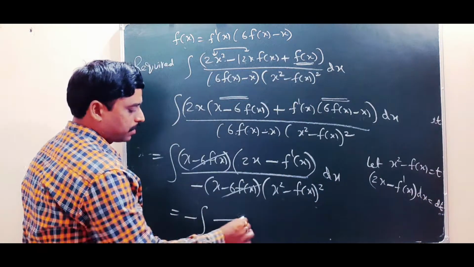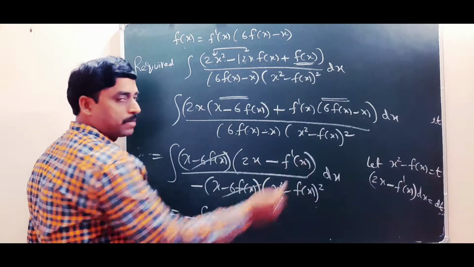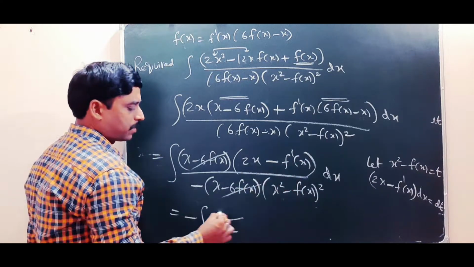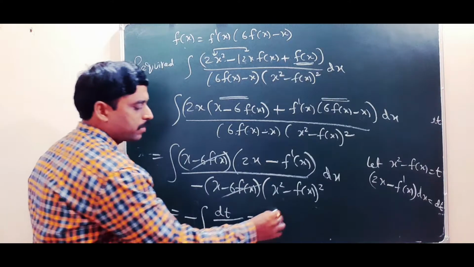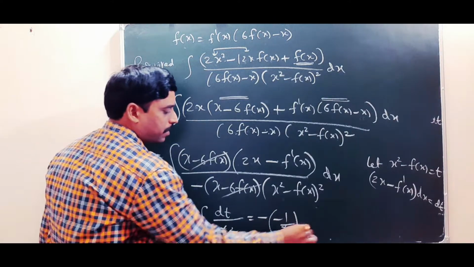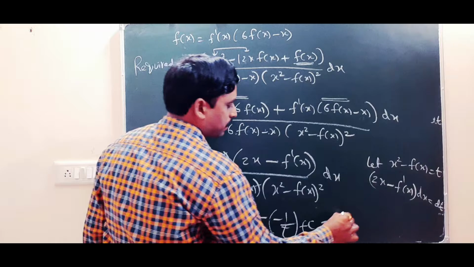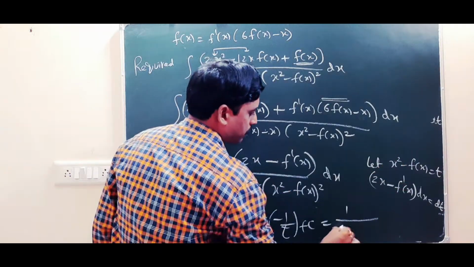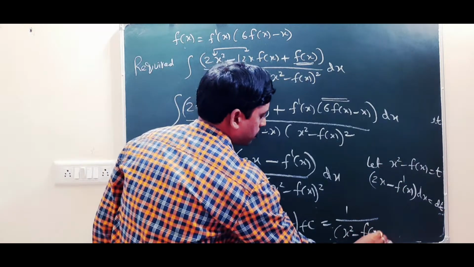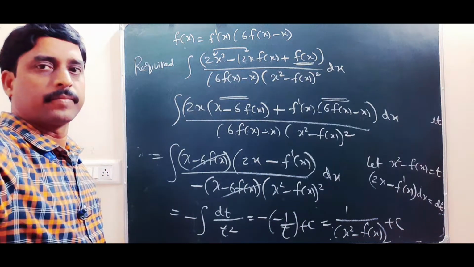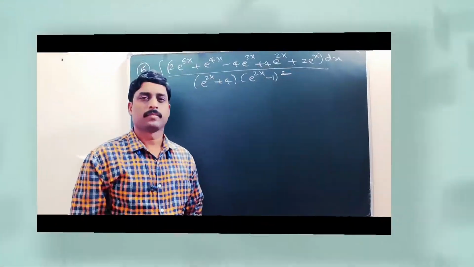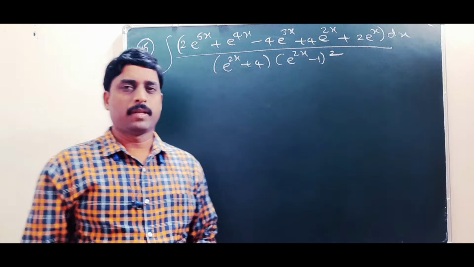If the denominator is t, then the numerator will be dt, 2x minus f dash x dx. So minus 1 constant, integral dt by t square, we get minus 1 by t plus c. So minus into minus plus 1 by, in the place of t we should write x square minus f of x, plus c. This is the answer. Okay, let us go to the next problem.